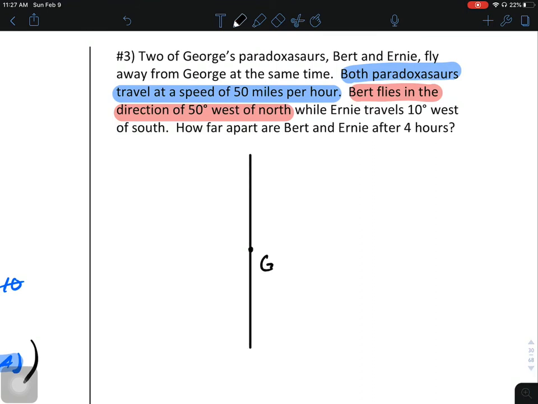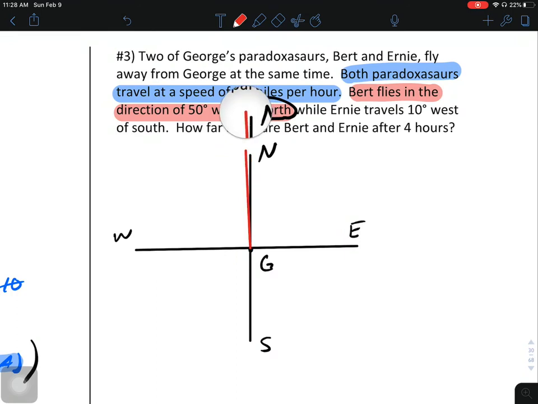Let me draw a compass rose. Let's call this north, east, south, and west. If Bert is flying 50 degrees west of north, the "of north" means you're starting in the north direction. So let's say that this is in the north direction, going in the direction of west. We're going west of that. So the angle is formed here. That means this angle here is 50 degrees. This is where Bert is.